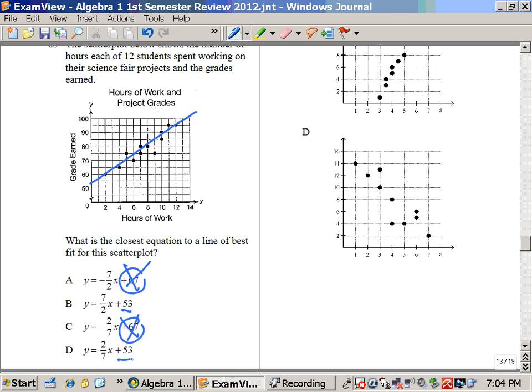Now looking at the scale, the y-axis is going by tens, and the x-axis is going by ones. That means that the slope is going to be pretty steep. The slope of B is 7 over 2, which is 3.5, and the slope of D is a very flat fraction, because remember, fractions make our lines pretty flat. So D is too flat, and the correct answer is going to be B.